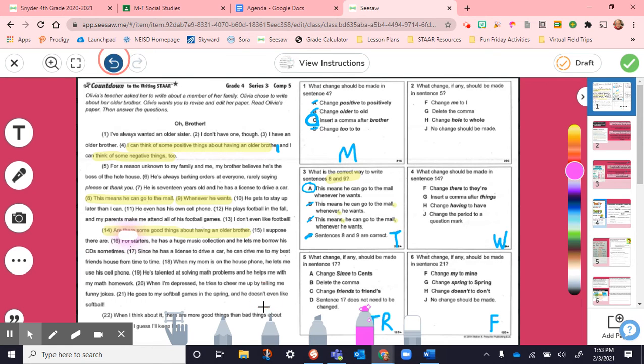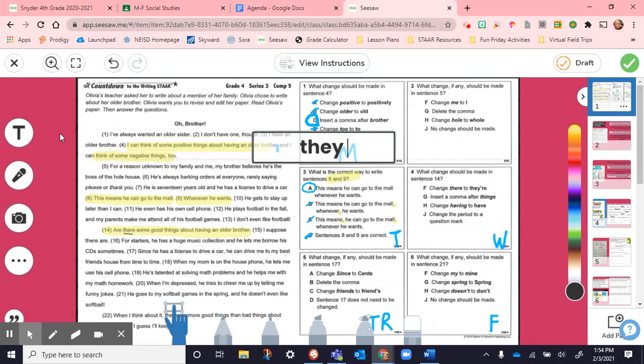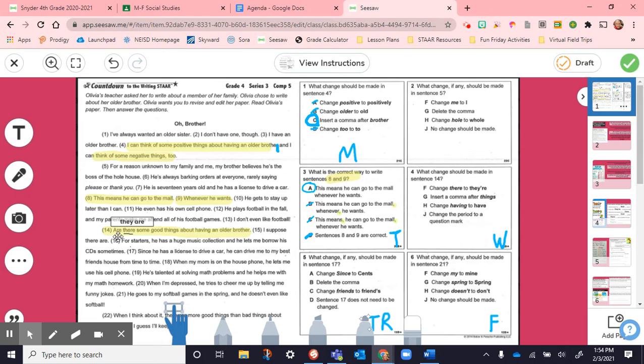Oh, goodness, that's not the one I want. Let's get something smaller here. There we go. All right, there's the word. So when you have the word T-H-E-Y apostrophe R-E, that stands for "they are." So if you're trying to see if that needs to be replaced, then you break it apart, take the apostrophe out, and read it with that replacement. So it would say, "They are some good things."